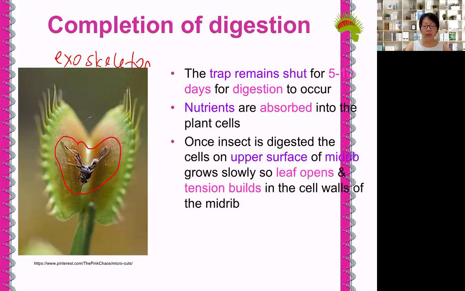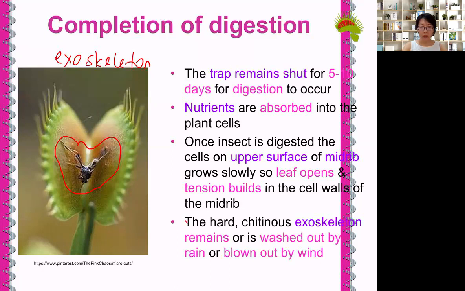Once the insect is digested, the cells on the upper surface of the midrib grow slowly so that the leaf opens up and the tension builds in the cell walls of the midrib. Okay, so that means after some time, the cells on the upper surface will continue to grow bigger and bigger so that the leaf will expand and open up again. Okay, so the hard chitinous exoskeleton, right, is made of chitin, okay, and remains or is washed away by the rain or blown away by the wind.